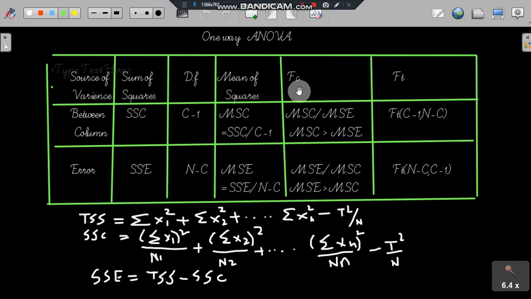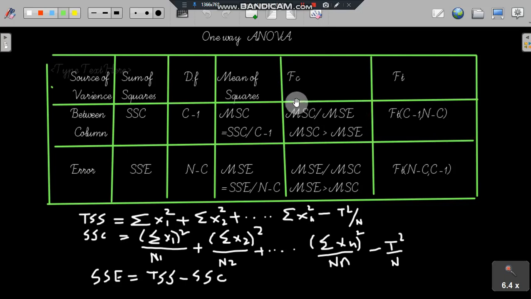Okay, so this way we can calculate the calculated value of F. Now what about the tabulated value of F, Fisher's statistical value? What is the tabular value here? If MSC is less than MSE, then MSC is the numerator and MSE is the denominator. Its degrees of freedom we have to write first inside the bracket.